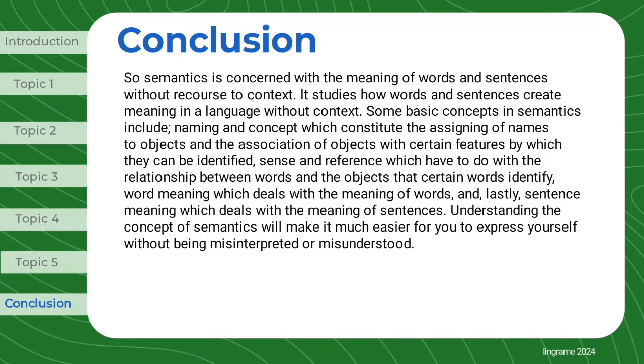So semantics is concerned with the meaning of words and sentences without recourse to context. It studies how words and sentences create meaning in a language without context. Some basic concepts in semantics include naming and concept, which constitute the assigning of names to objects and the association of objects with certain features by which they can be identified. Sense and reference, which have to do with the relationship between words and the objects that certain words identify. Word meaning, which deals with the meaning of words. And, lastly, sentence meaning, which deals with the meaning of sentences.